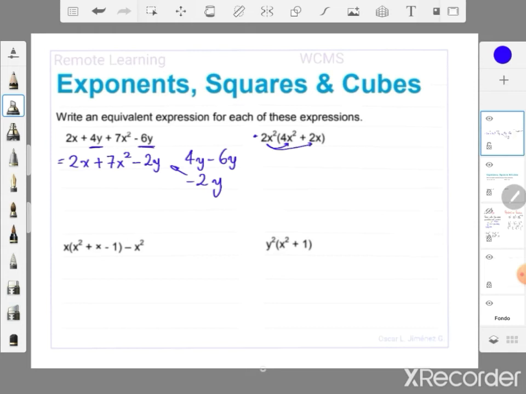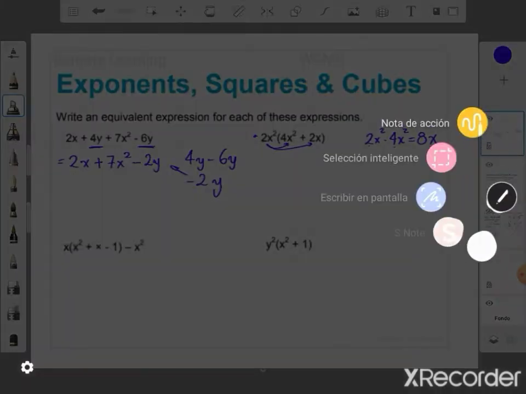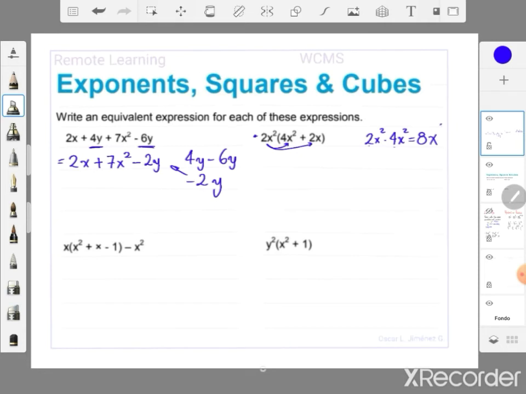So we are going to multiply 2x squared times 4x squared. Okay, so if you remember the property of powers, the product of powers, we are going to have something like this. We multiply the coefficients, so 2 times 4 equals 8. And x squared times x squared, you keep the x and you add the exponents. What is 2 plus 2? It is 4. Okay, so the answer is 8x raised to the 4 power.